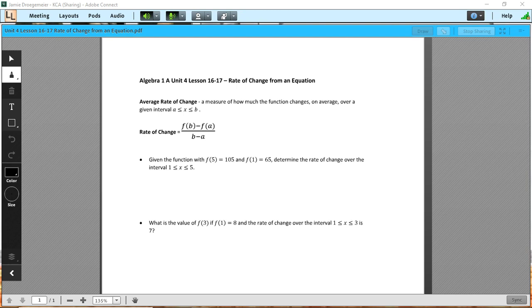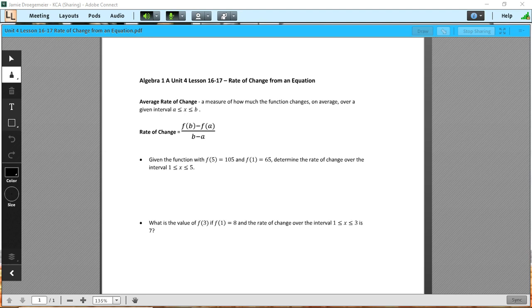Today we are in Unit 4, looking at lessons 16 and 17, rate of change from an equation. And in these next several lessons, we're going to be talking about rates of change. The most common rate of change that we talk about is slope. But for these particular lessons, we're just going to focus on that term rate of change.